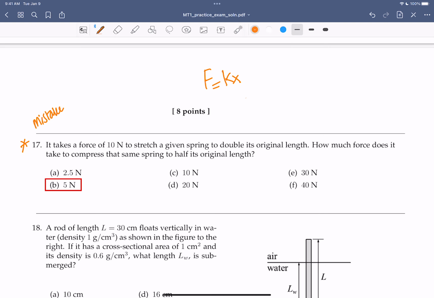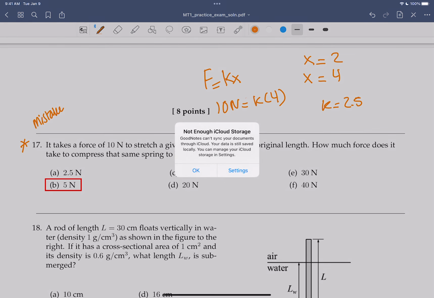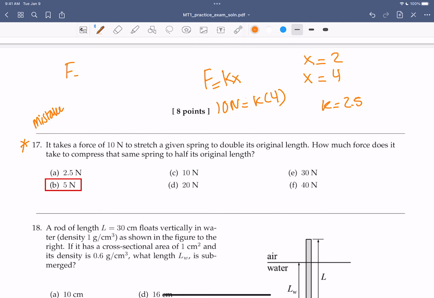So with that being said, if I were to start off, for example, with an original length of 2, and I wanted to double that to 4, well, then I know that 10 newtons allows me to jump to that double length, to 4. And so that gives me a k, for example, of 2.5. Now that I figured out my k, I have F equals 2.5x.